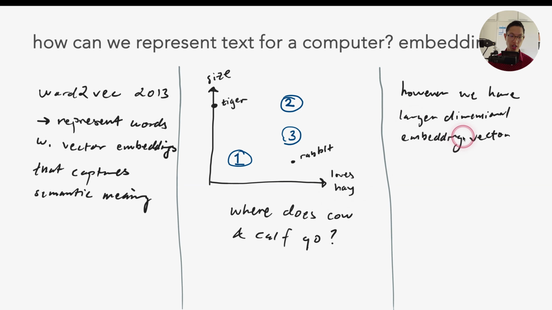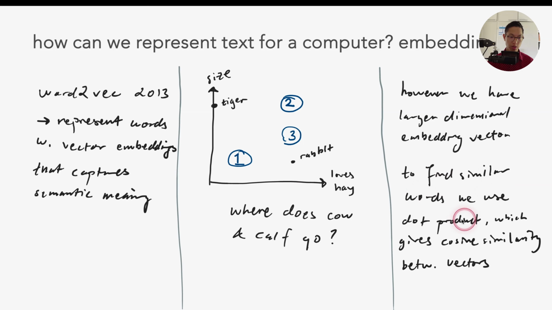However, we have larger dimensional embedding vectors, of course, because these embedding vectors become larger and larger when you have more and more features. We could have, for example, mammal as a feature. We could have living in water as a feature, etc.